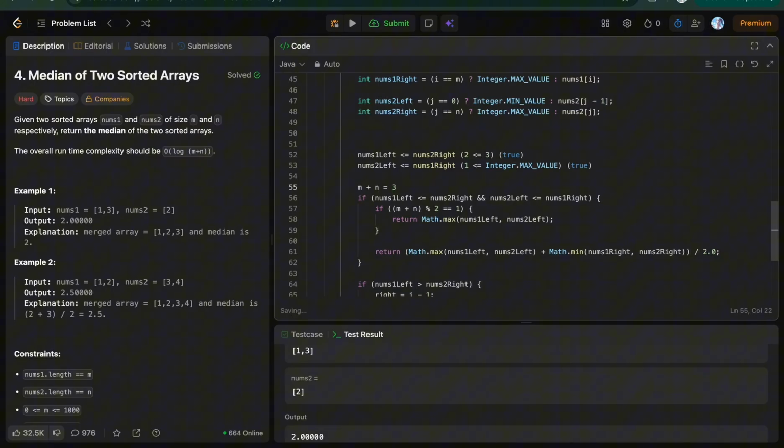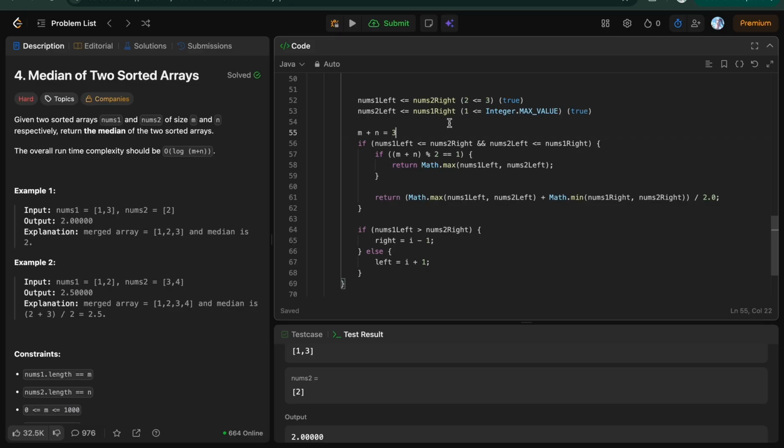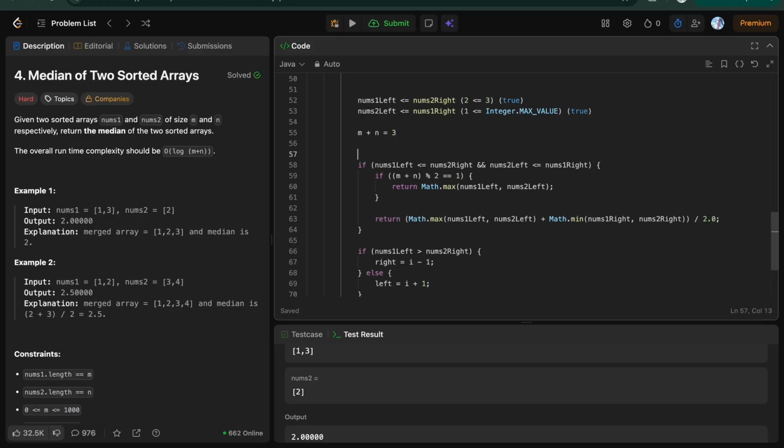Okay, and since 3 is an odd number, we're going to return the Math.max of nums1 left and nums2 left. So for that part, that's basically Math.max of 2 and 1, and that's just going to be 2. And so the final answer will be 2.0.